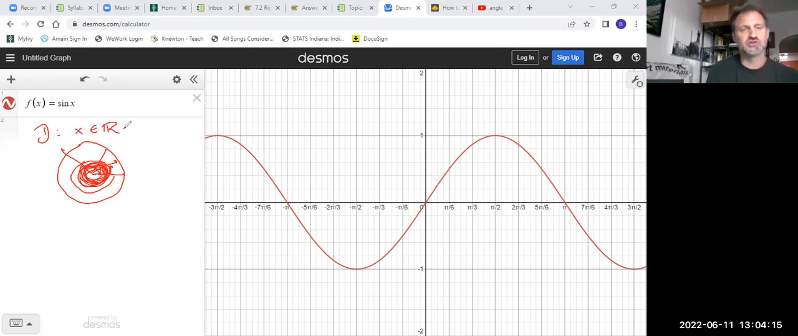There's no limitation to what I can put into the function, but there is a limitation to what comes out of the function, which is that I have to be somewhere between 1 and -1, inclusive of 1 and -1.